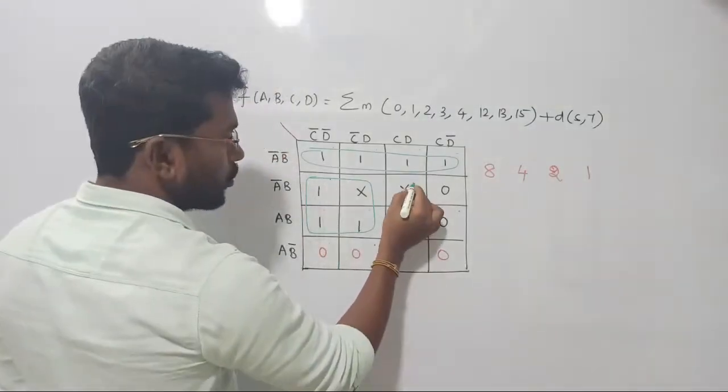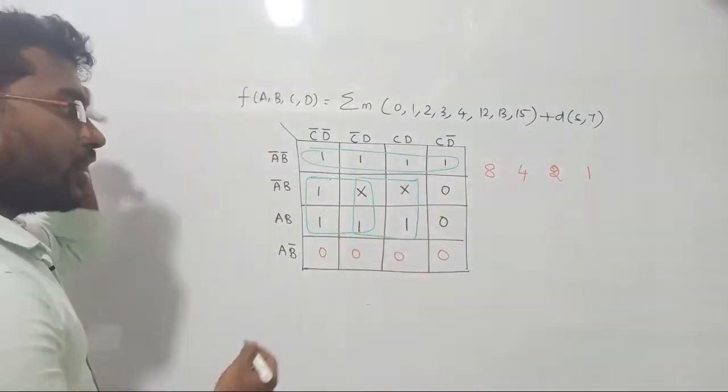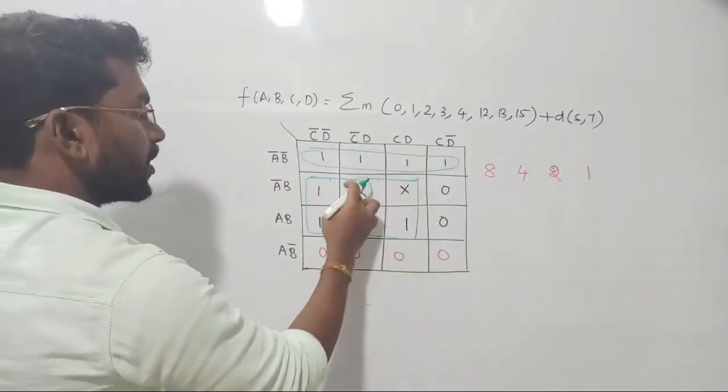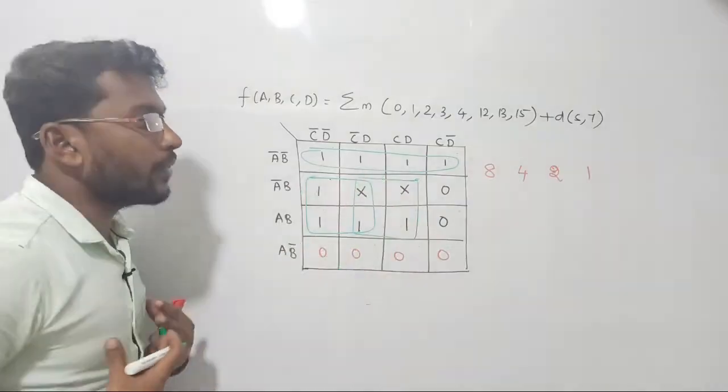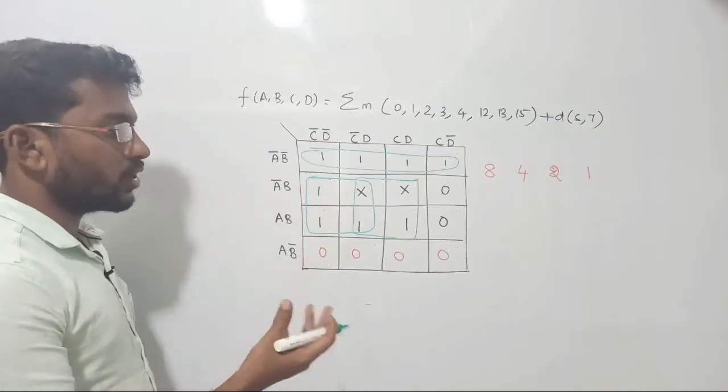Similarly, we can also group this one. We can also group this one. If I use the don't care, then 4 variable grouping is possible. Happily we can take this one also. So in this case also we are not getting any 2 terms, right?